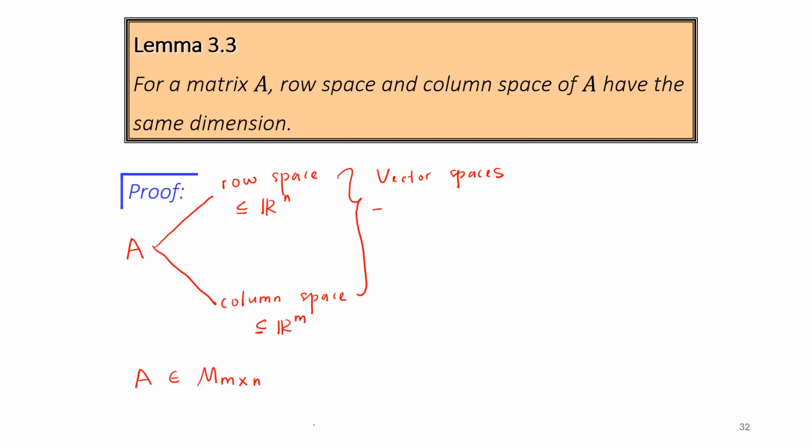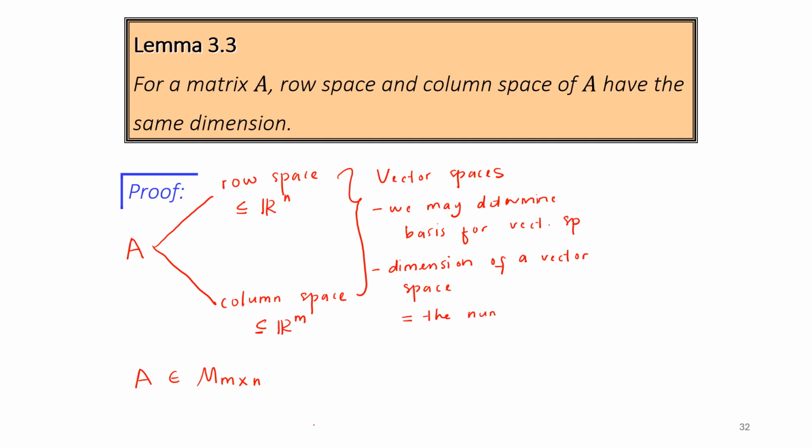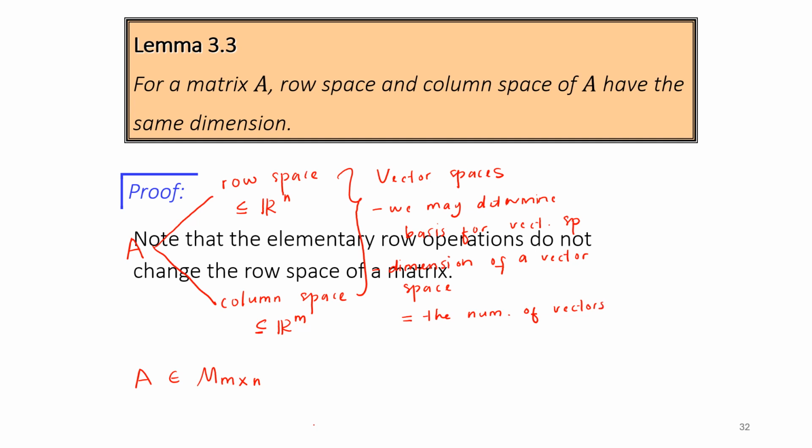Again, in the previous subsection, we have seen how to determine a basis for a vector space. The basis is not unique. For a specific vector space, the basis is not unique, but the number of vectors in the basis must be similar for a specific vector space. And recall as well that the dimension of a vector space is given by the number of vectors in the basis.